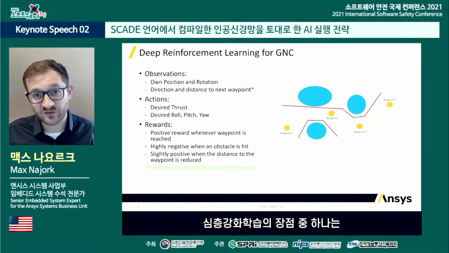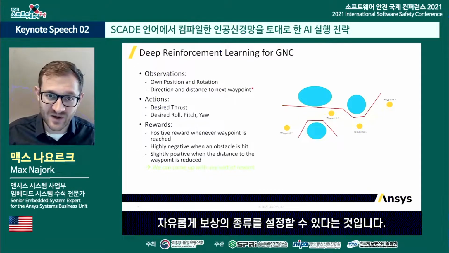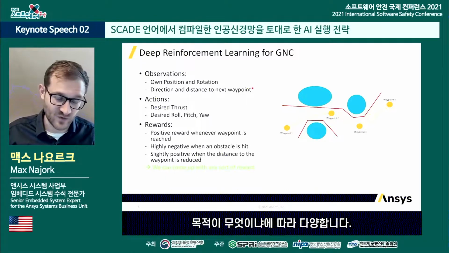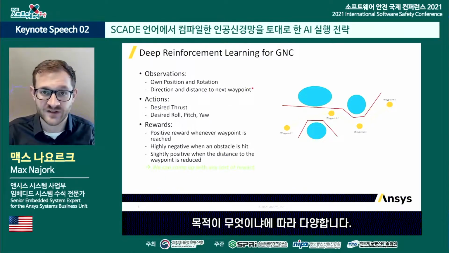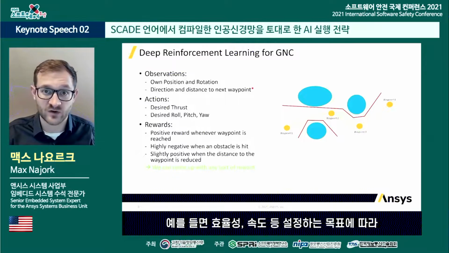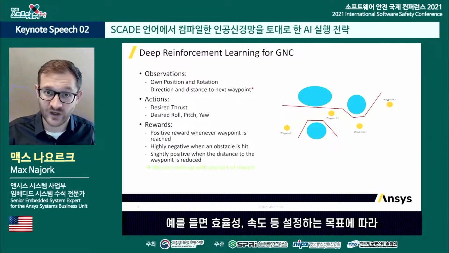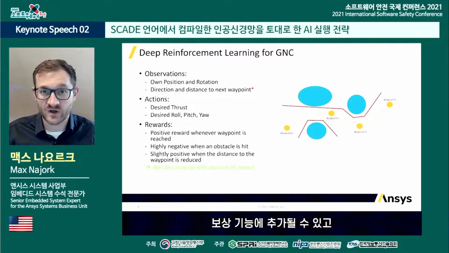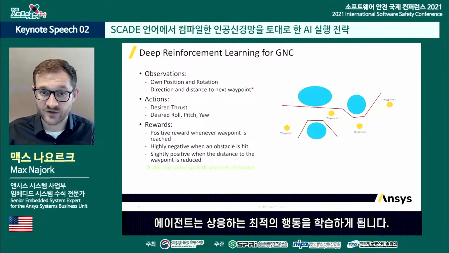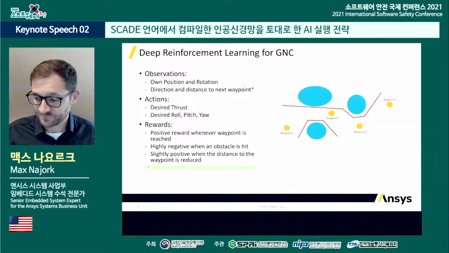Now, the beauty of reinforcement learning is that we can come up with any sort of reward function. So whatever objective we may have in addition, like going efficiently, going quickly, whatever you want to think of, this can be added to the reward function, and the agent will learn the corresponding optimal behavior.